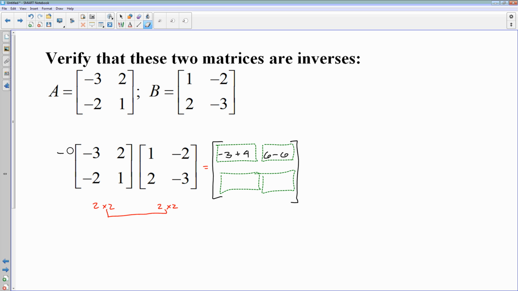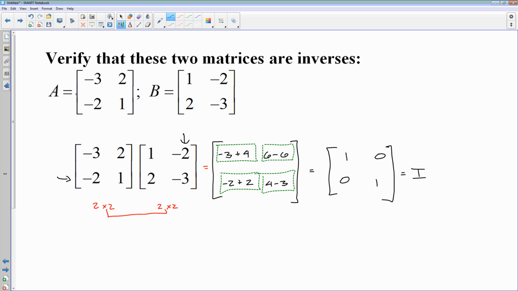And then I'll do the second row by the first column. Negative 2 times 1 and 1 times 2. And then the next column. Negative 2 times negative 2 is 4. 1 times negative 3 is negative 3. And then we will add those together. So negative 3 plus 4 is 1, 6 minus 6, negative 2 plus 2, and 4 minus 3. And I did get the identity matrix. Therefore, we know that A and B are inverses of each other. Okay, good. So that's how you verify that two different matrices are inverses.